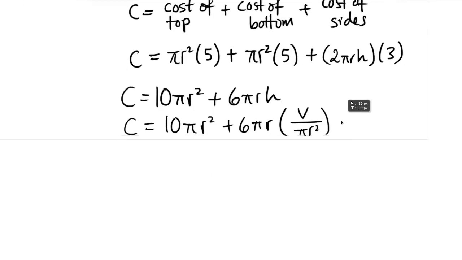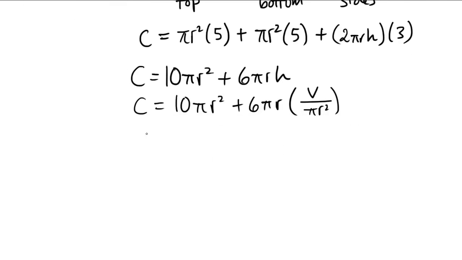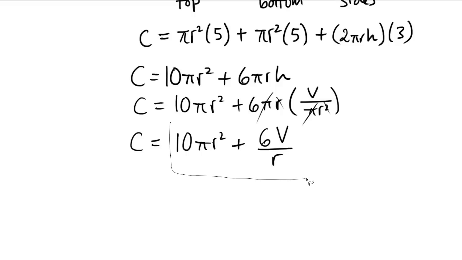And now that can be simplified a little bit. This part stays fine. But over here, the pi's cancel, and one of the r's cancels. So it looks like on the top we have 6 pi, or 6V over r. And I think that's the formula we're looking for in this first part. So let's copy that.